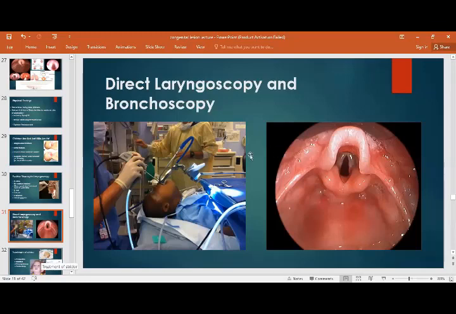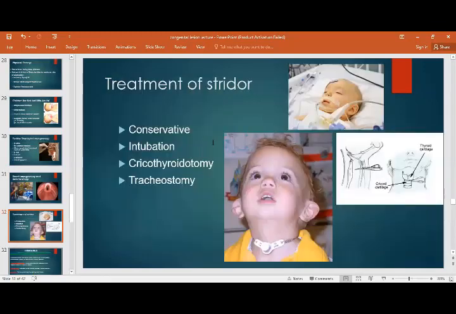Now, this is again the first treatment stage. It all depends on the severity of the disease. If it is not very severe, then the treatment would be conservative. And if the patient presents in acute distress, then definitely we will go for intubation, tracheostomy, cricothyrotomy. These are the immediate and emergency treatments for a stridor patient.